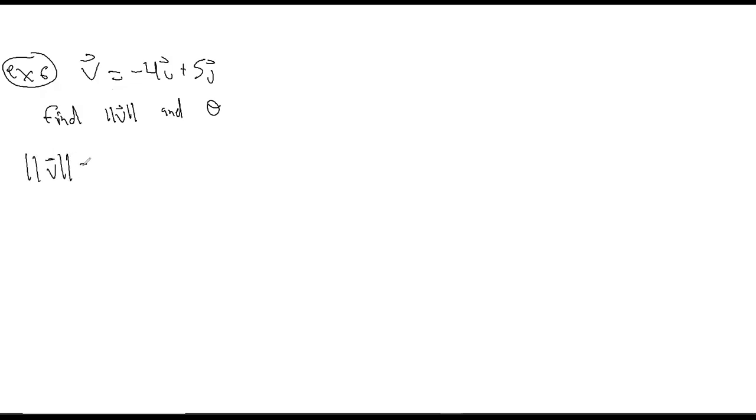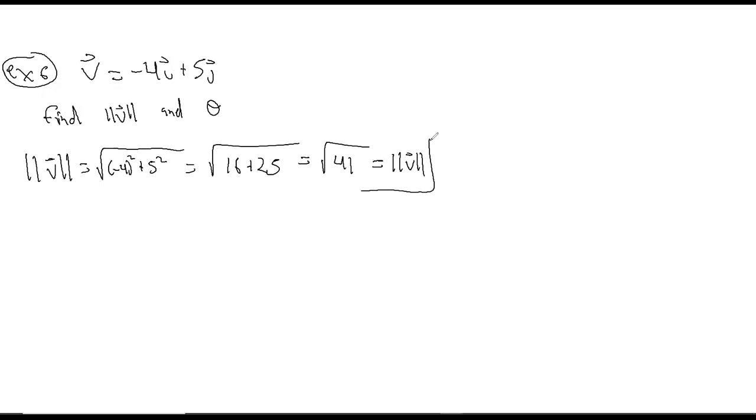The length of the vector, this is just Pythagorean, square root of the sum of the squares. That's negative 4 squared plus 5 squared, which is the square root of 16 plus 25, which is the square root of 41, and that is not able to be broken down. So that's our length. Then the angle, well, first of all, let's draw this thing ahead of time. The negative 4i plus 5j, so that means we're going left 4 and up 5. 1, 2, 3, 4, 5. So there's our vector v.